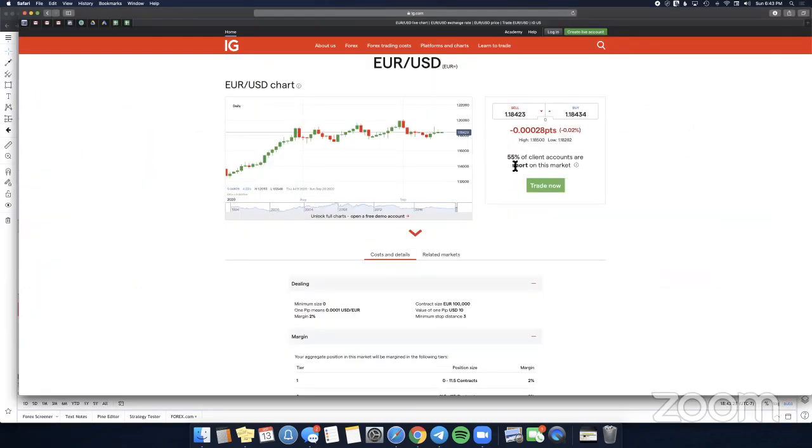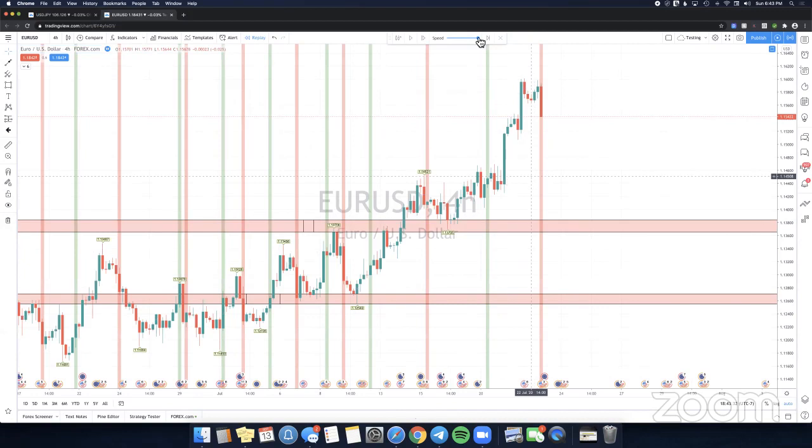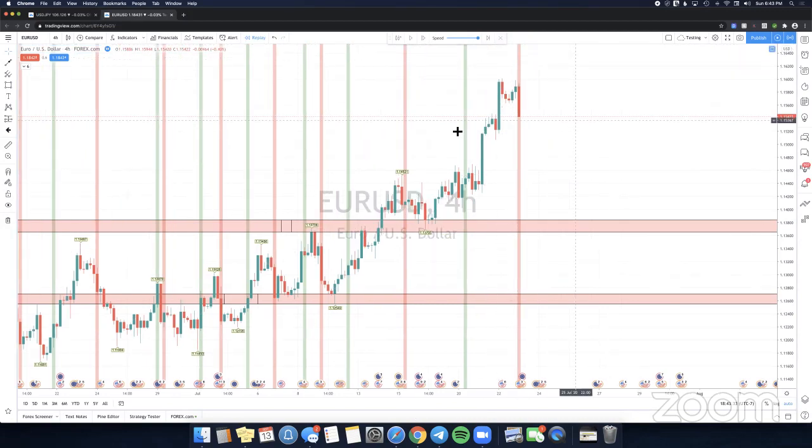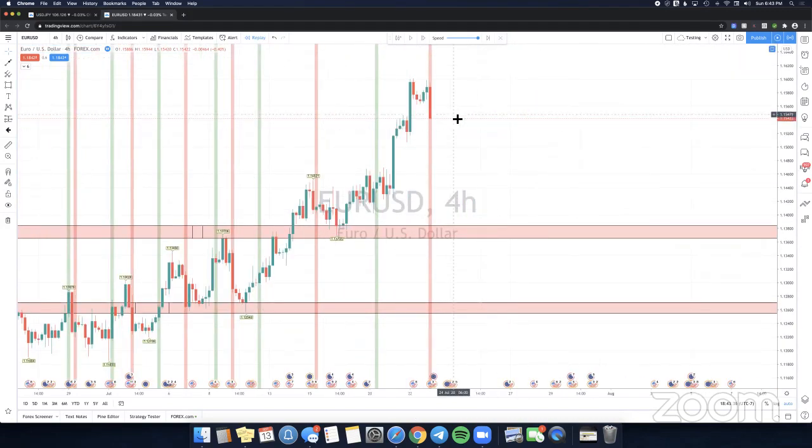Right here, this is Euro USD. There's 55% of people short. So say the news is bad, but there's a whole bunch of people short. What they'll do is spike price down really hard, and then shoot it right back up to where it's supposed to go. And I'm sure you've seen that before.